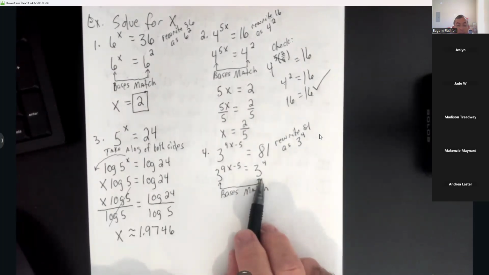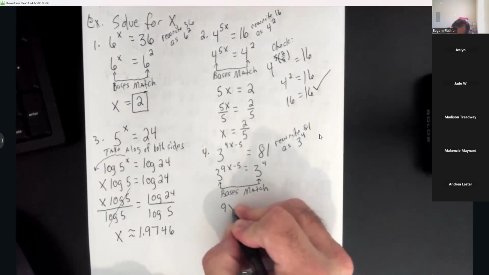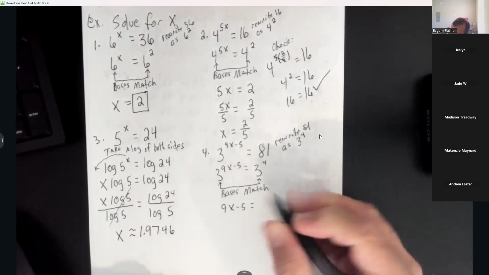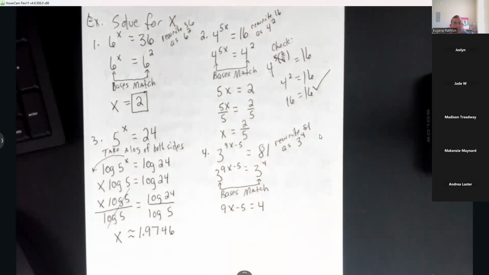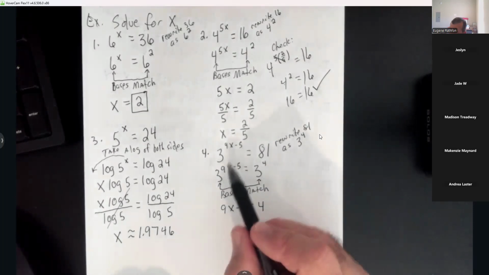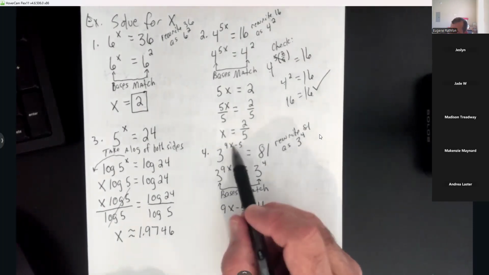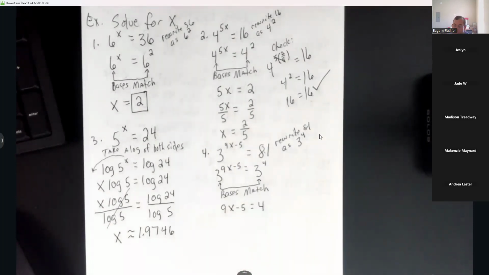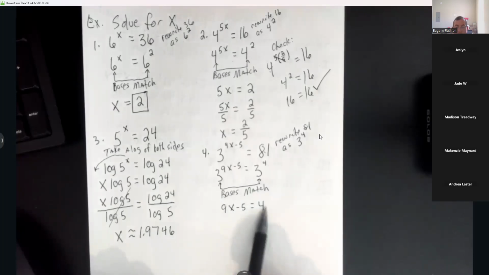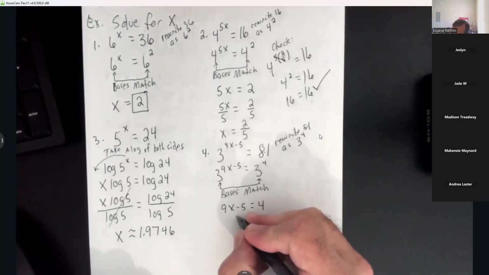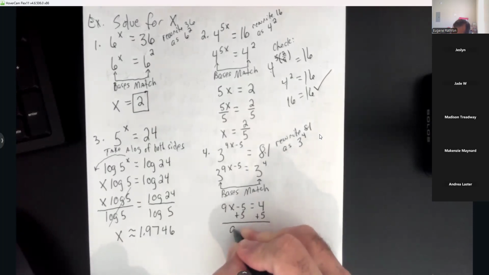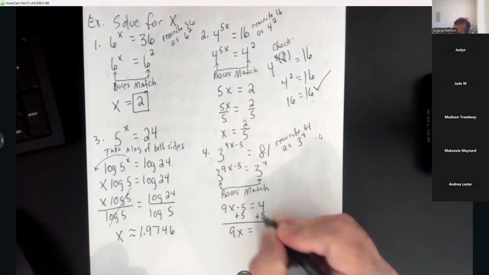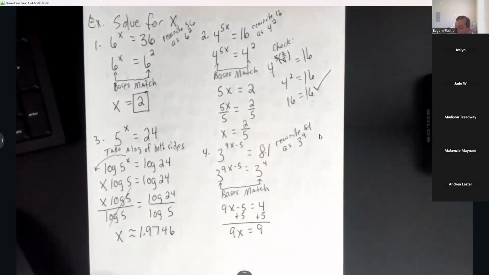Since our bases match, 9x minus 5 has to equal that exponent of a 4. Okay? That makes sense. This has to be a 4 for this to be 3 to the 4th equals 81 and make that true, okay? So what you're going to do, you're just going to solve this. To solve that for the x, we're going to start out by adding 5 to both sides. That gives me my 9x. Those cancel. 4 plus 5 is 9.